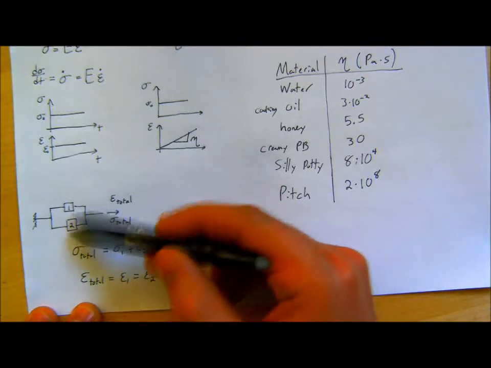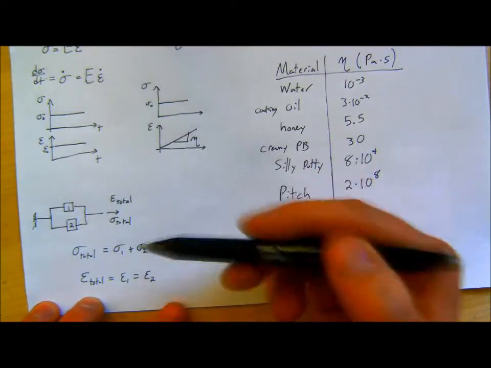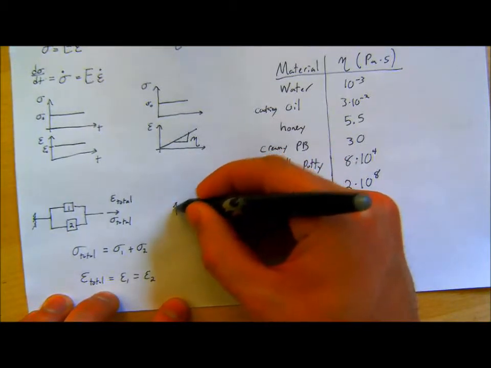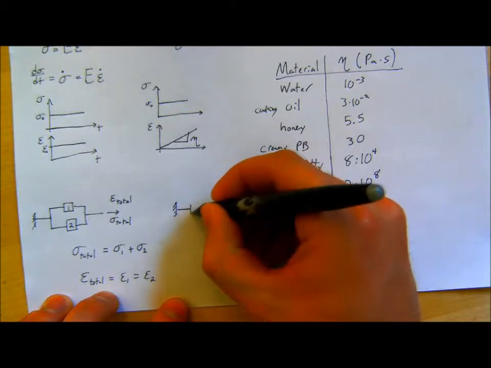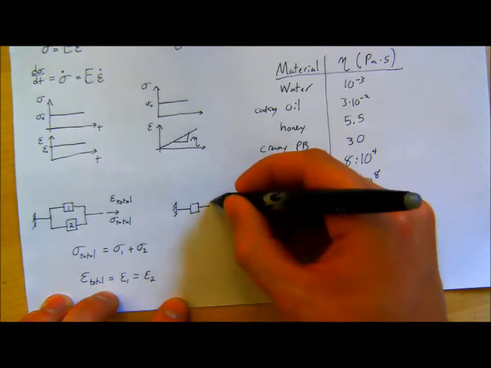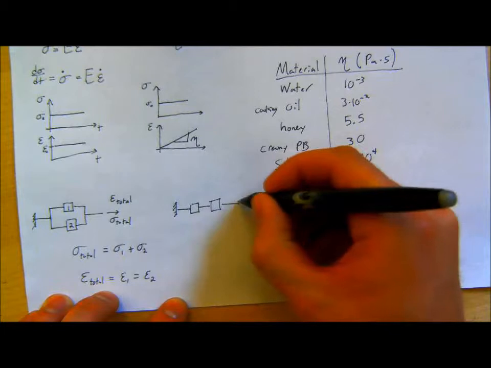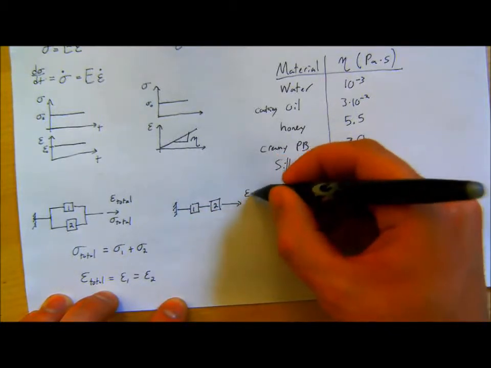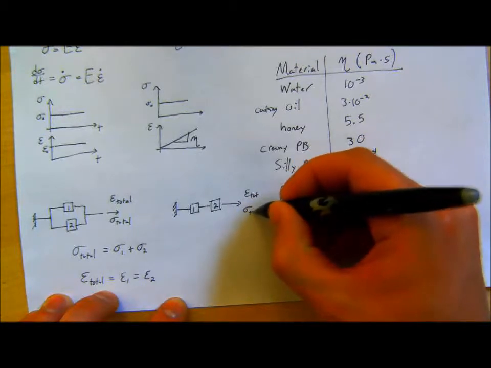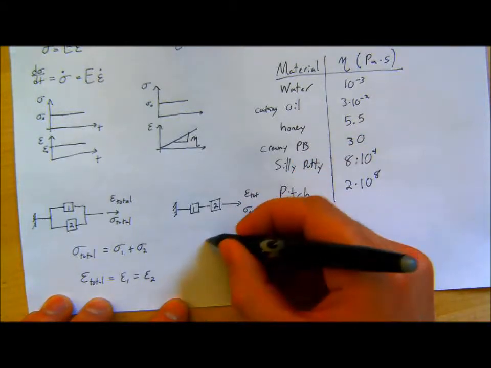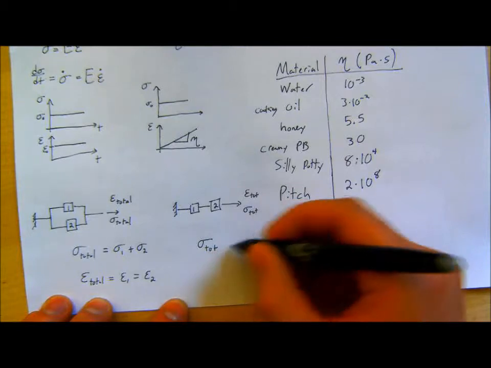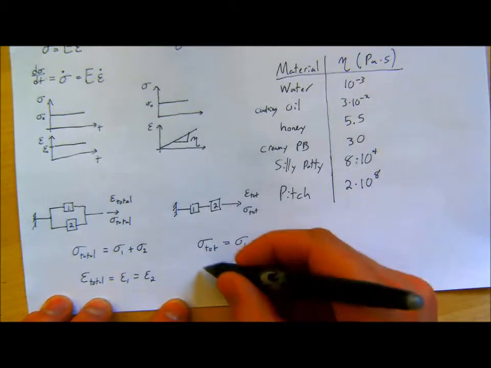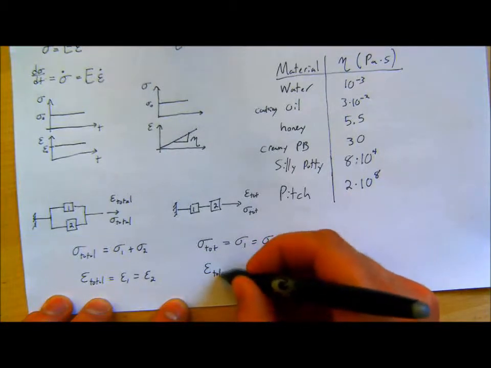The other way I can combine things is in series. So if I have things in parallel, the next logical step is in series. If I have two units, block one and block two, and I'm looking for some epsilon total and stress total, I can say my stress total is the stress in one, and it's equal to the stress in two, and my epsilon total is equal to the sum of these two, epsilon one plus epsilon two.